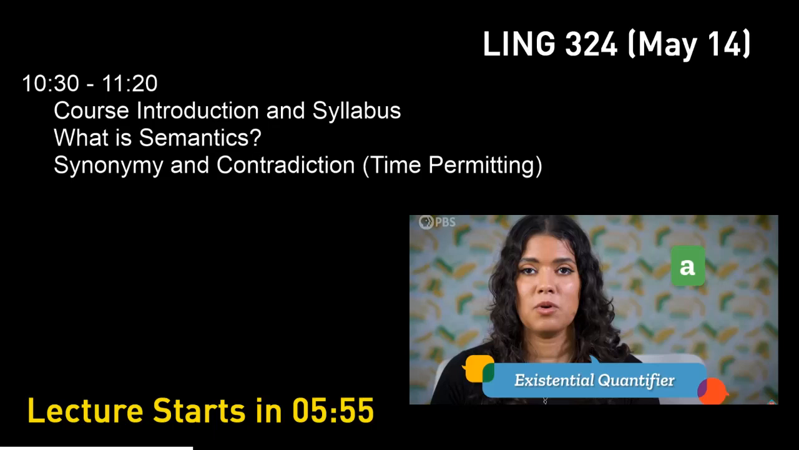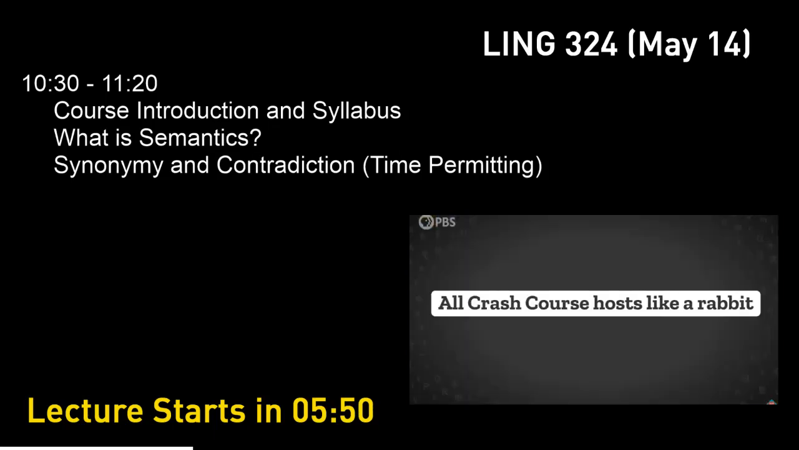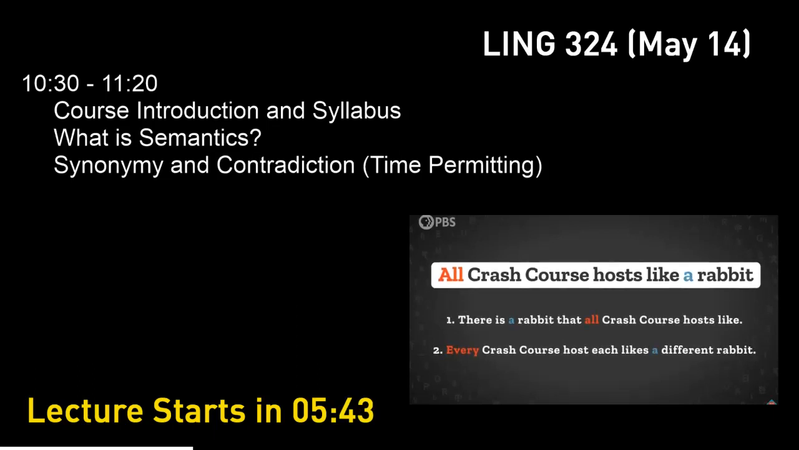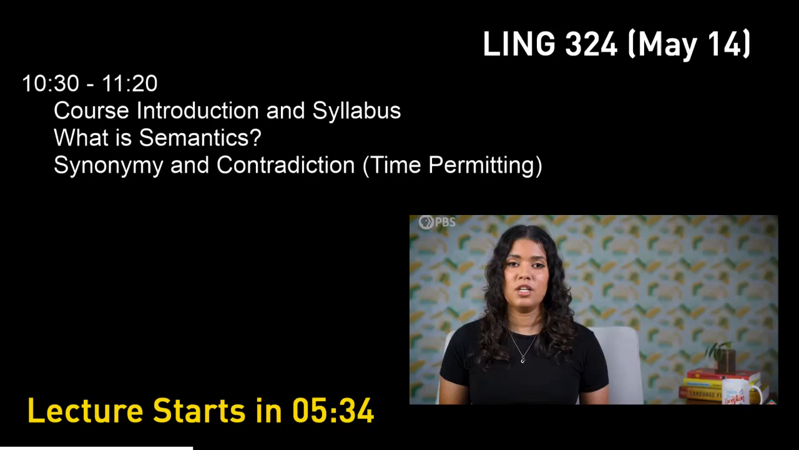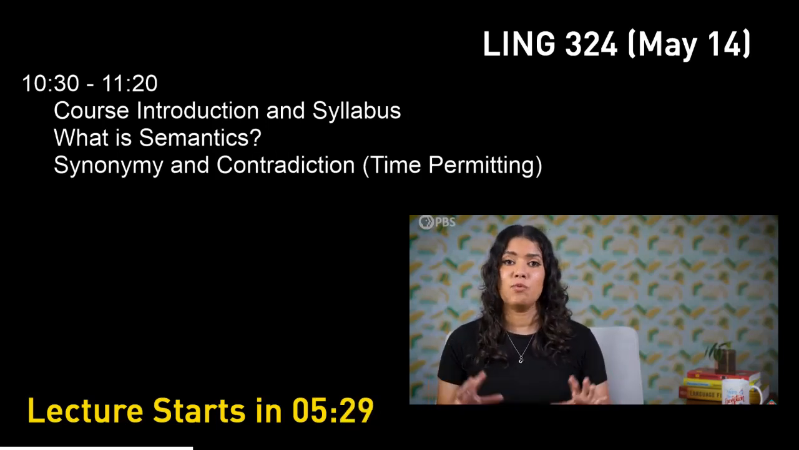In the sentence "all Crash Course hosts like a rabbit," we now have one universal quantifier and one existential quantifier. This sentence actually has 2 different meanings. 1, there is a rabbit that all Crash Course hosts like, or 2, every Crash Course host each likes a different rabbit. It would be hard to write down this kind of meaning in a definition, let alone describe this interaction between "all" and "a" in a few words.